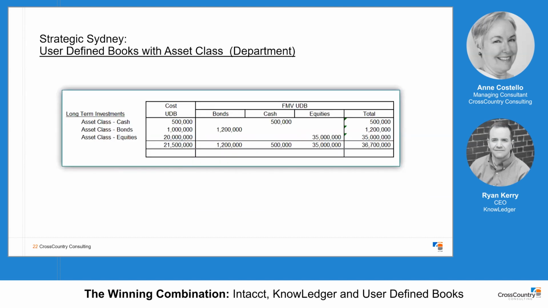So here's what this looks like for Sydney. You've got your long-term investments. They're using the class down the side. And then we can spread the fair market value, not just by the investments themselves, but by the asset class.